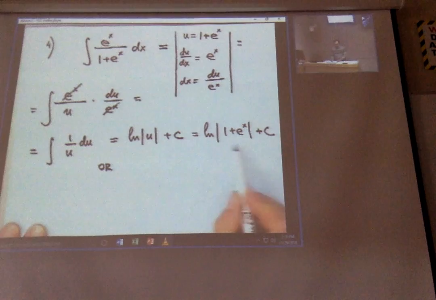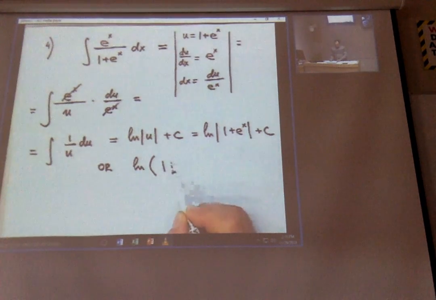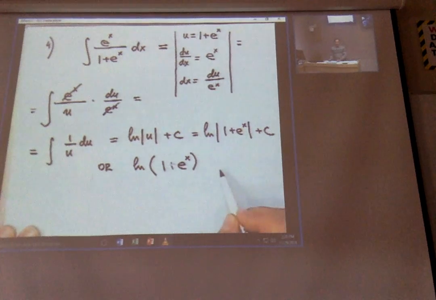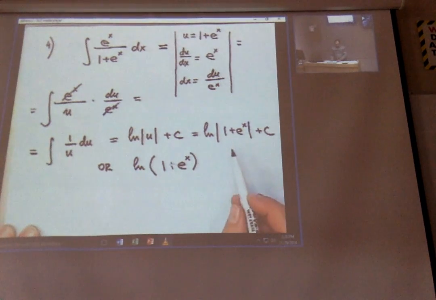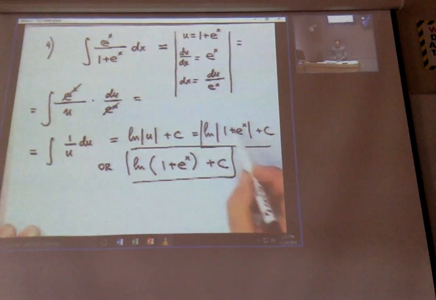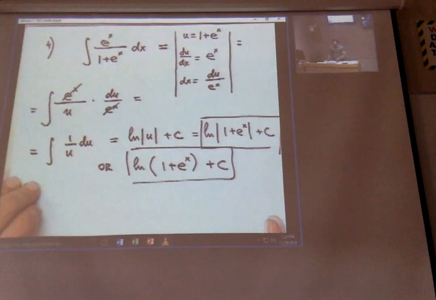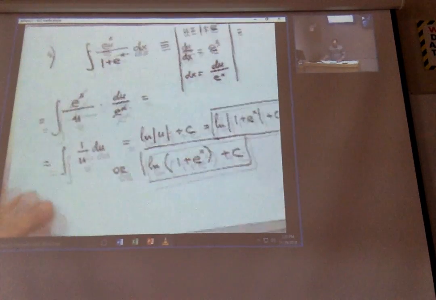But here we can drop the absolute value and put parentheses, because 1 plus e^x will always be positive. So this one will work fine, or this one. So we have to use substitution, okay? So let's go to the next one.